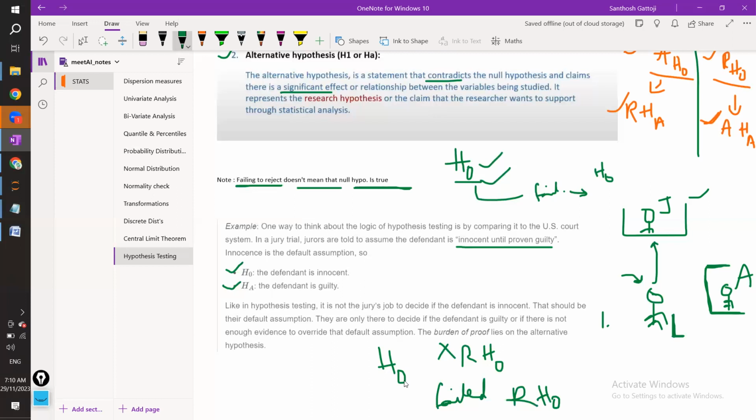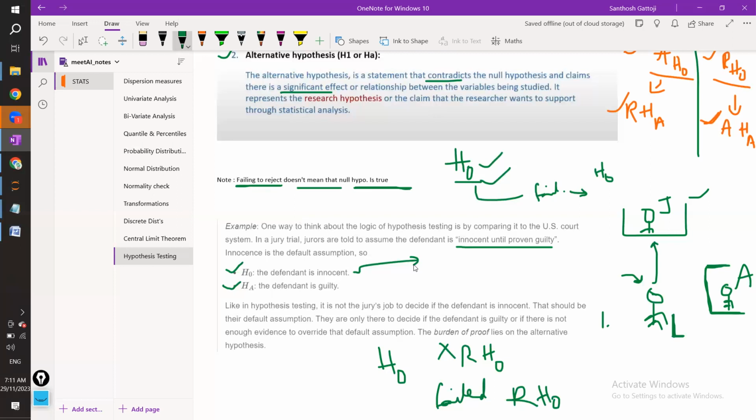If, as a lawyer, I am not able to submit sufficient evidence, obviously the judge will not accept it. So I did not have a chance to reject this null hypothesis. But just because I did not reject this null hypothesis, it does not mean that it is true. I cannot say he is innocent.